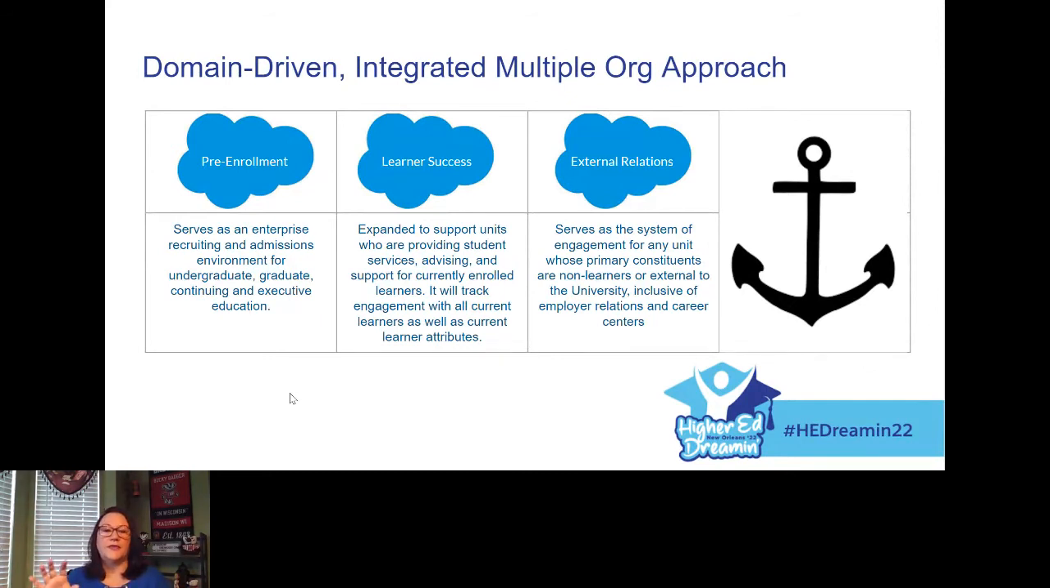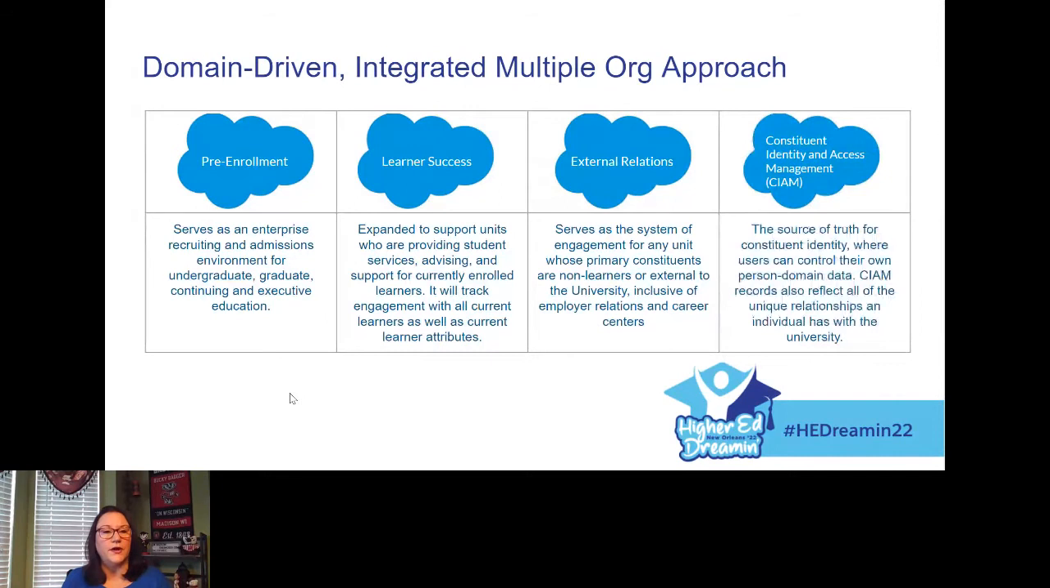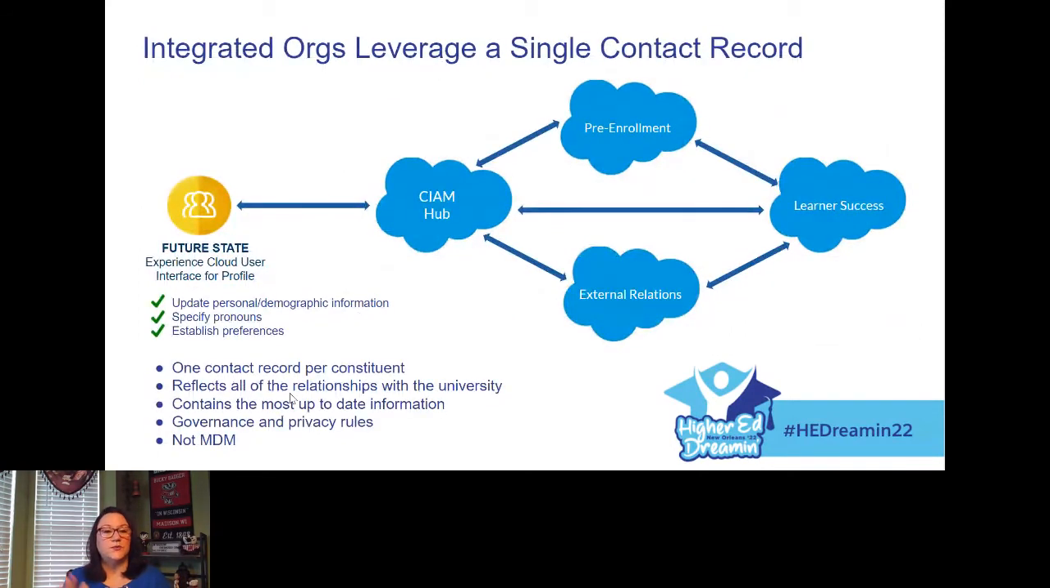But when you think about this multi-org domain-driven approach, you really need something to anchor it. You need something to tie all of these things together. And that is a fourth org, which we would call a CIAM hub, which is Constituent Identity and Access Management. This is going to be the source of truth for our constituent identity. It's where users can control their own person domain data. And these records would be able to reflect all of the relationships that single contact, that single constituent has with the university. So here's what this would look like in the future.